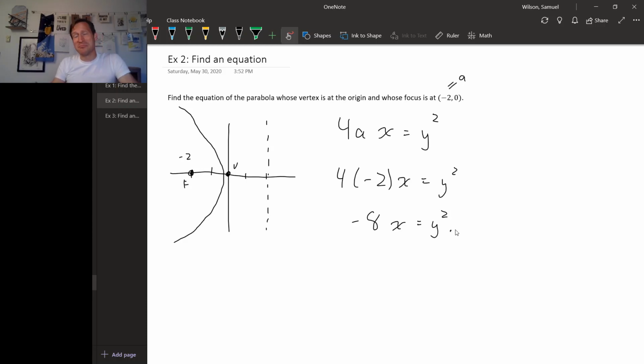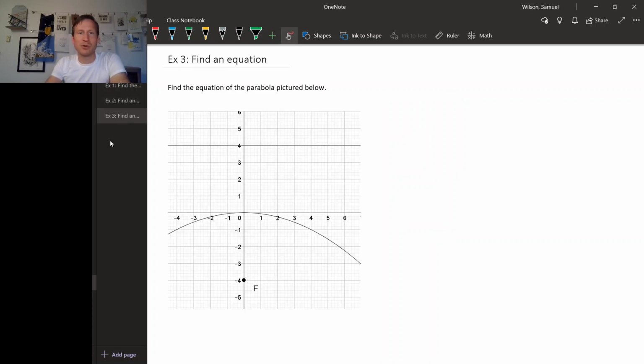And that's it. We're done. You can see as long as the vertex is at the origin, to get the equation for a parabola, all you need to know is what the focal length is, because then you just pop it in there. Notice that this focal length was negative because the focus is to the left of the vertex and not to the right. But still, we use the same equation. All right, one more example.